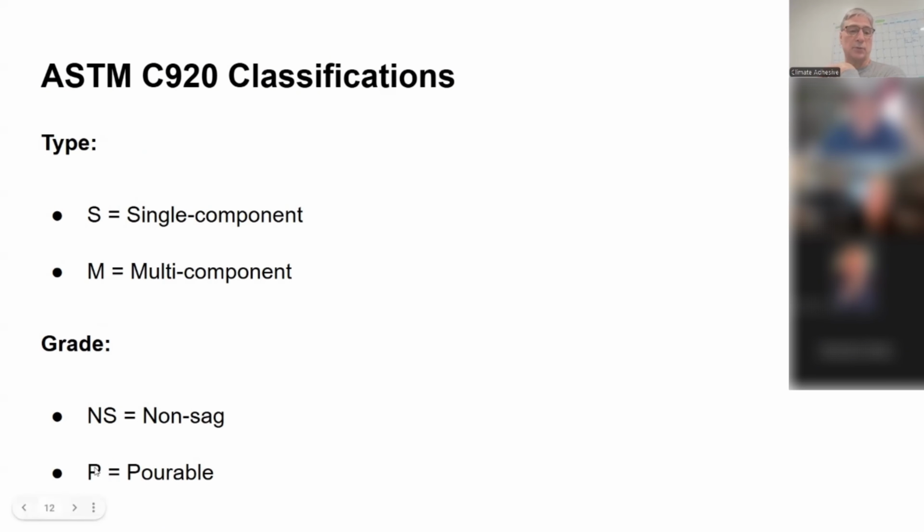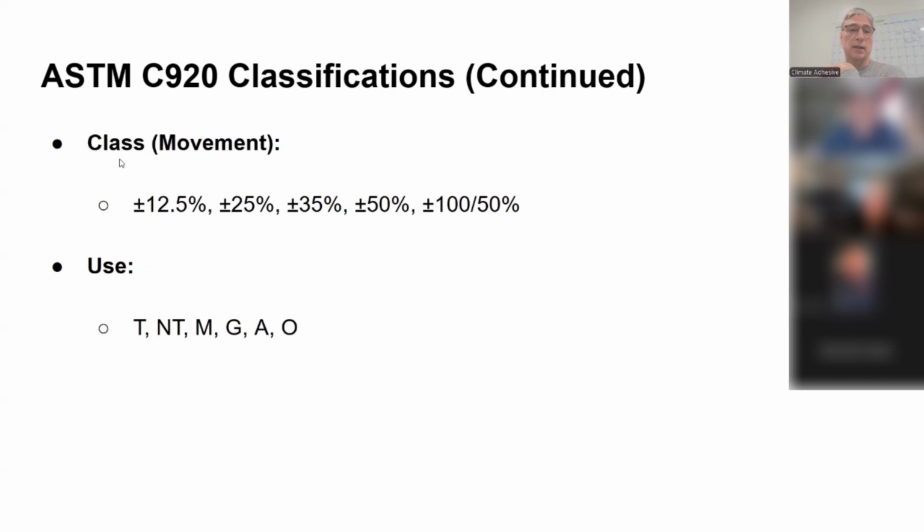Grade: you have non-sag and pourable, so obviously pourable is your self-leveling type products. And then class describes movement capability, so it'll be anywhere from plus or minus 12.5% to plus or minus 100, or plus 100 minus 50. And then uses: T is traffic, NT is non-traffic, M is metals, G glass, A aluminum, O is other. So this describes some of the substrates and whether or not it can be used for traffic-bearing applications.